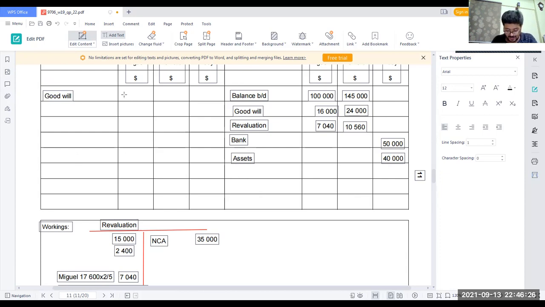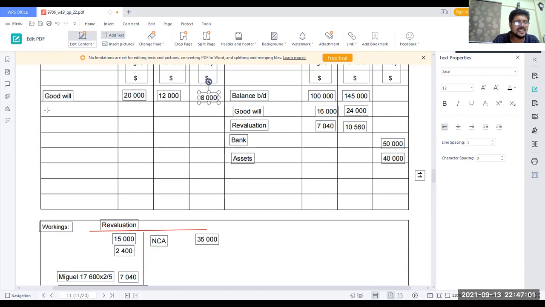5, 3, 2, 10. So 40,000 multiplied by 5 divided by 10. 20,000. So she will suffer 20,000. Miguel's share is 5 upon 10. Okay, Bernard's share is 3 upon 10. So 40,000 multiplied by 3 divided by 10. 12,000. And definitely no need to calculate it.